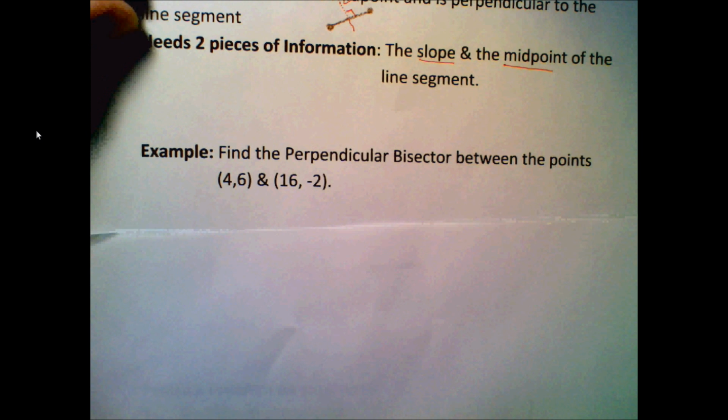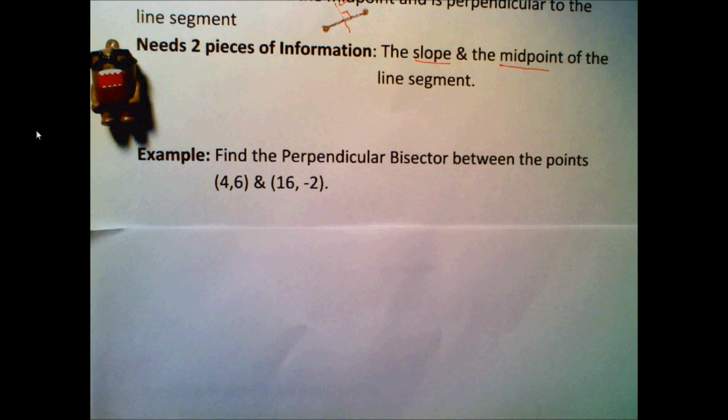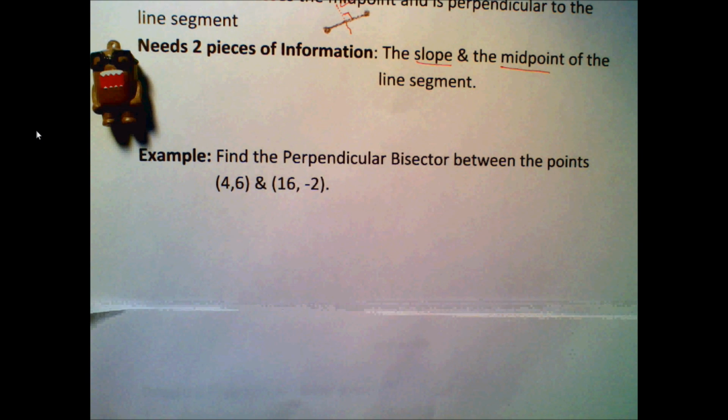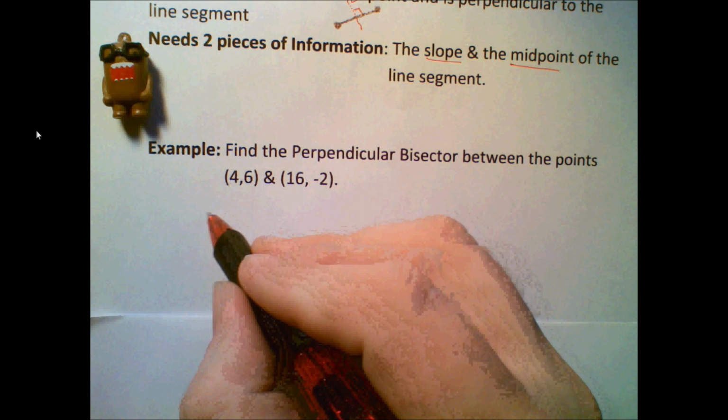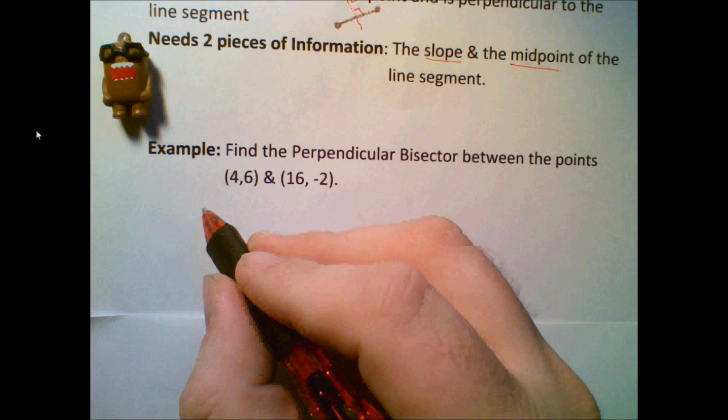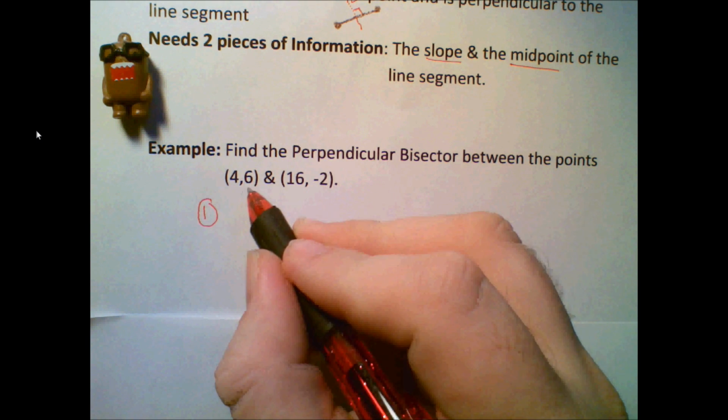Find the perpendicular bisector between the points (4, 6) and (16, -2). Okay, so the first step. Domo, what do you think the first step is? I don't know. Okay, well, let's find the slope between these 2 points.